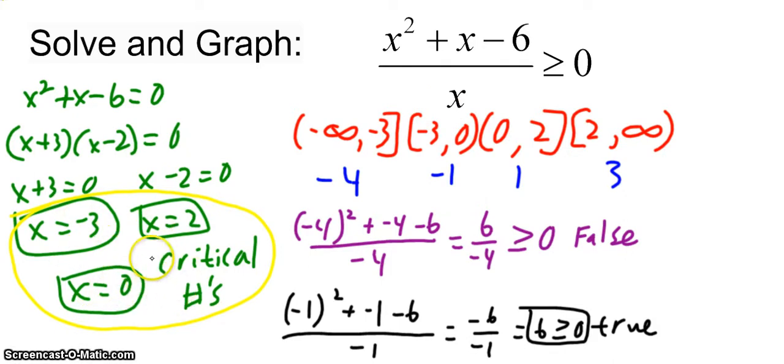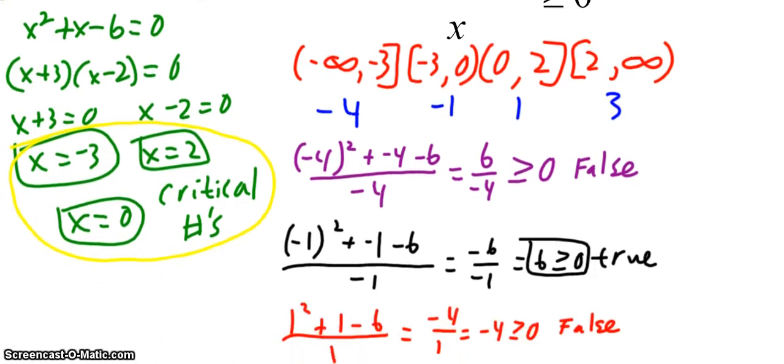So I use those values to set up my test intervals. Negative infinity to negative 3, bracket on the negative 3 because this is an equal to, and the negative 3 came from the numerator. Negative 3 to 0, parenthesis on the 0 because the 0 came from the denominator. 0 to 2, bracket on the 2 because 2 came from the numerator and this is an equal to, and then 2 to infinity. I chose negative 4, negative 1, 1, and 3 as my test values within each interval respectively.